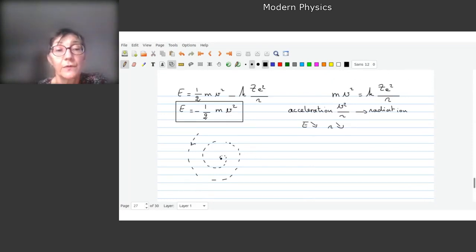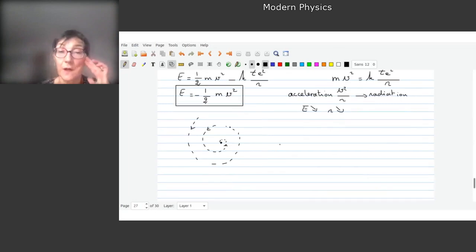This is not what is observed. The atoms exist, and so there should be an explanation for this strange behavior. So Bohr, do you remember Einstein, he had to write some postulates to start working on his relativity theory. And so Bohr, this is what he did. So Bohr writes two postulates.